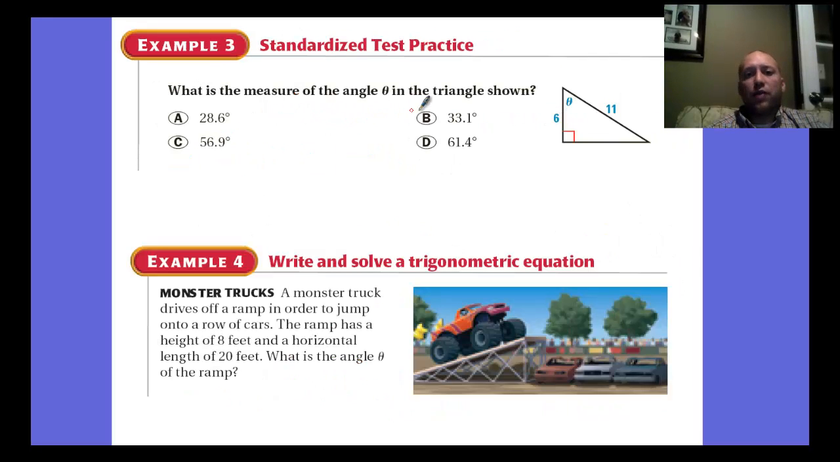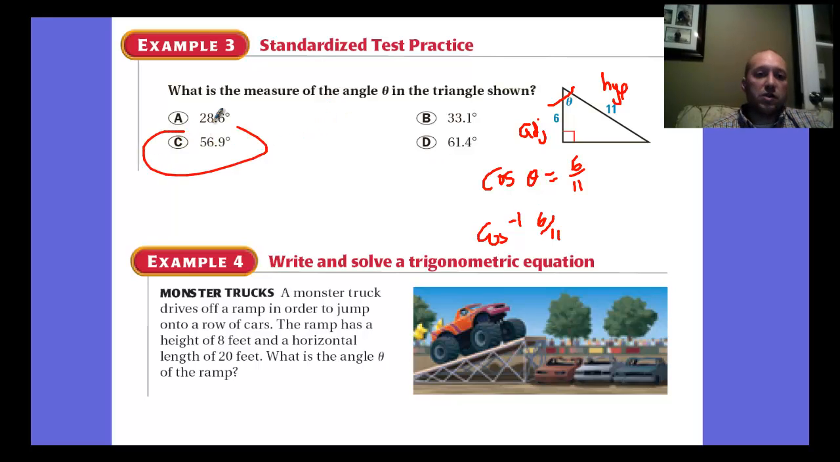So what is the measure of the angle theta in the triangle shown? So if we want to find that, we're given 6 and 11 are 2 of the sides. So it goes back to kind of what you're doing at the beginning of the chapter. Choose an angle, label the side, so this is adjacent and hypotenuse. So I can write that cosine is the trig function that uses adjacent hypotenuse. So cosine of theta is going to equal 6 over 11. And I can do the inverse cosine of 6/11. Plug that in the calculator. I get 56.94. So C would be the correct answer there.